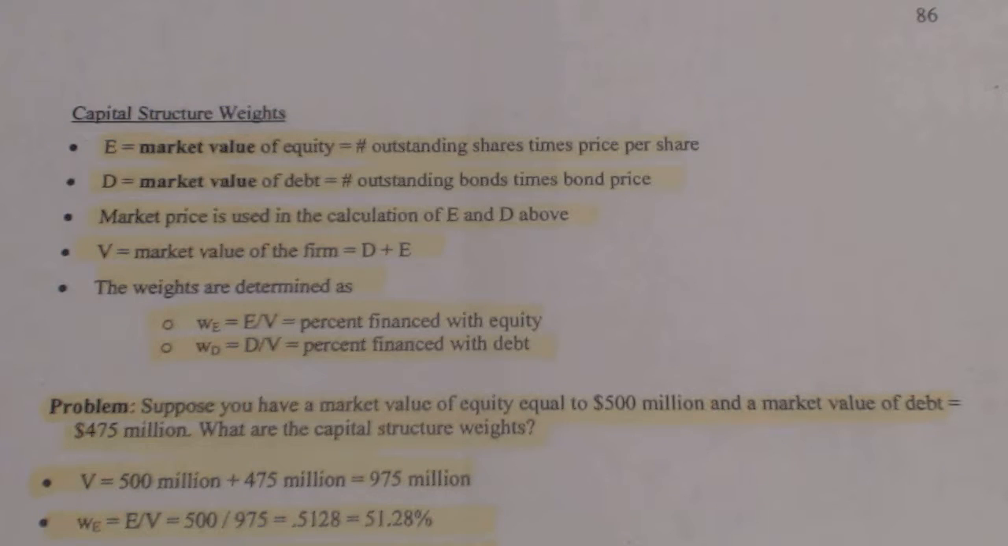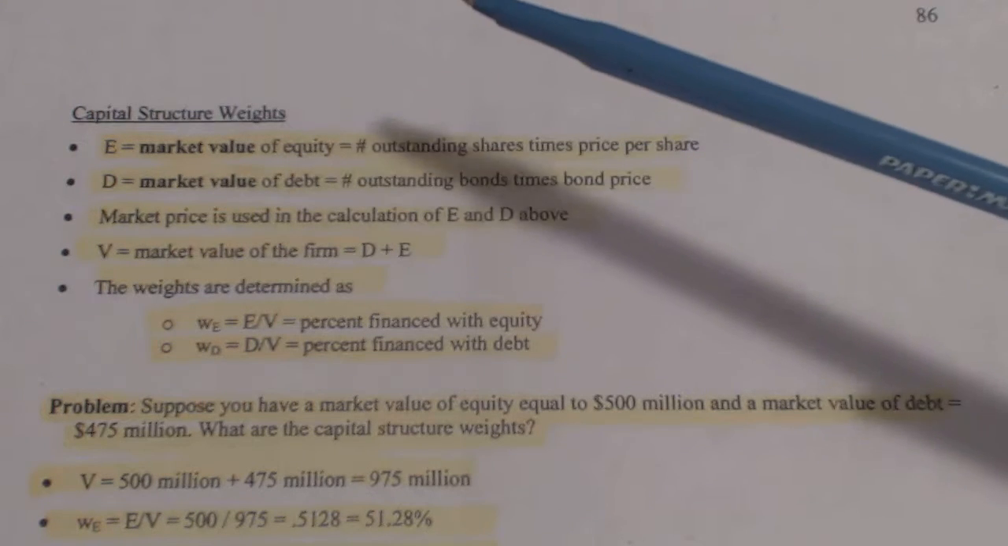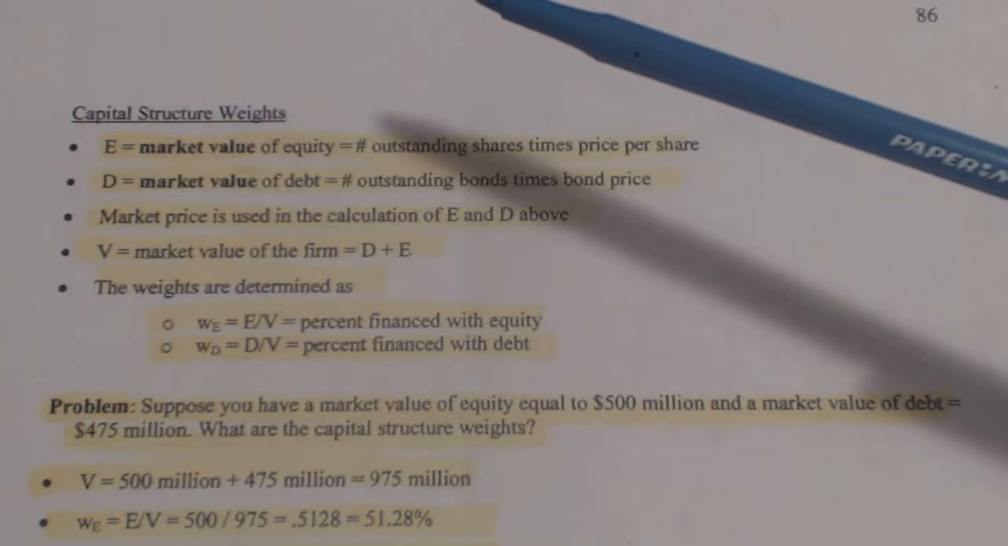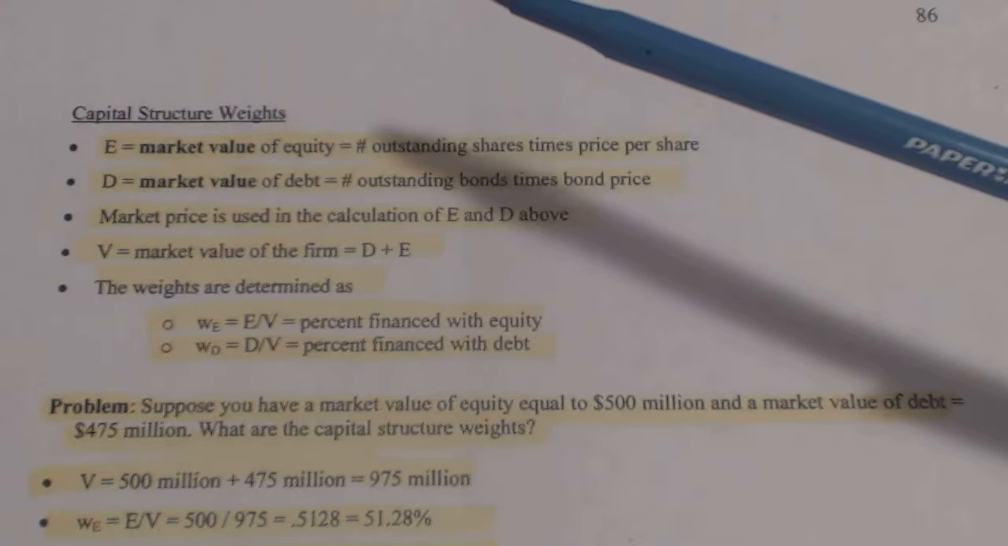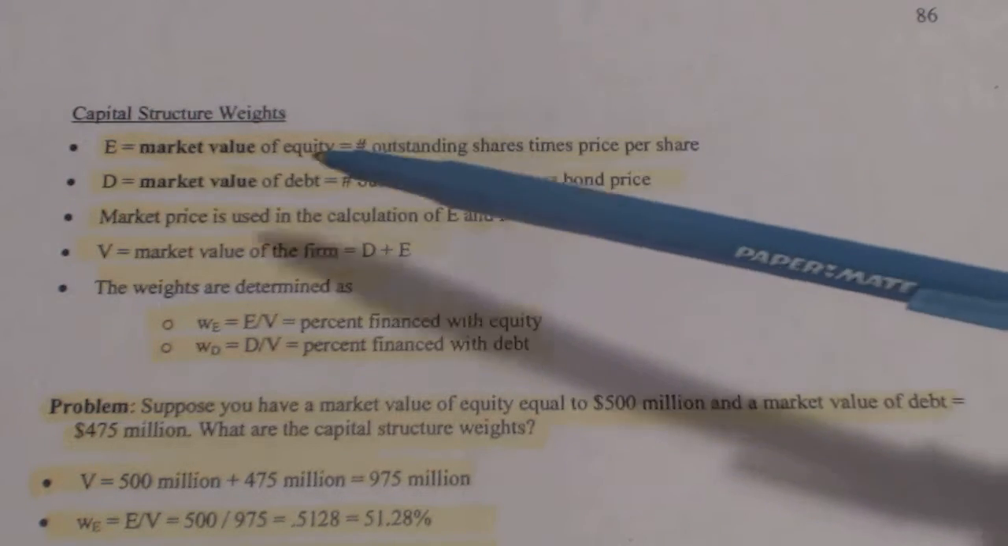Okay, this is Business 342, Workbook Lecture page number 86, Capital Structure Weights. This is just how you get the weighted averages for the WACC, which is the weighted average cost of capital.